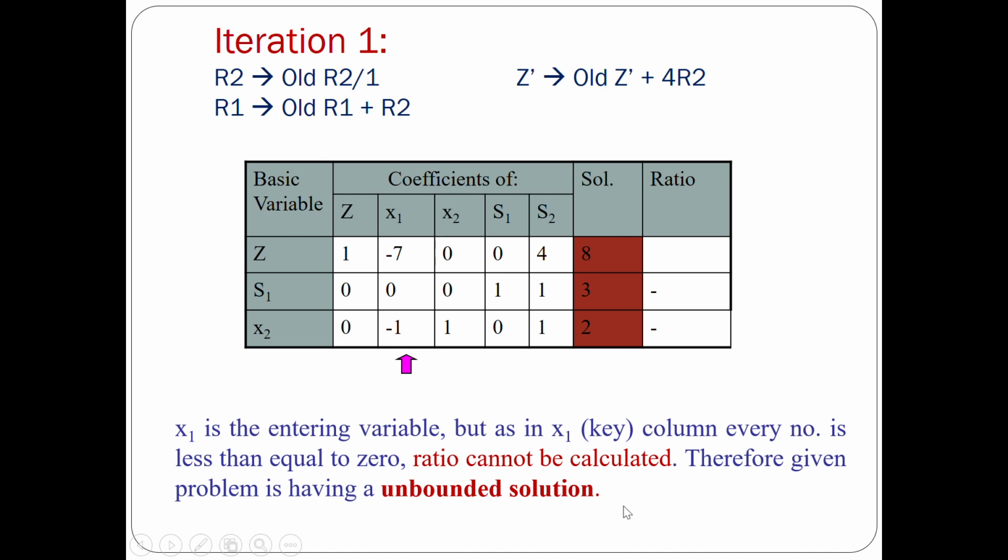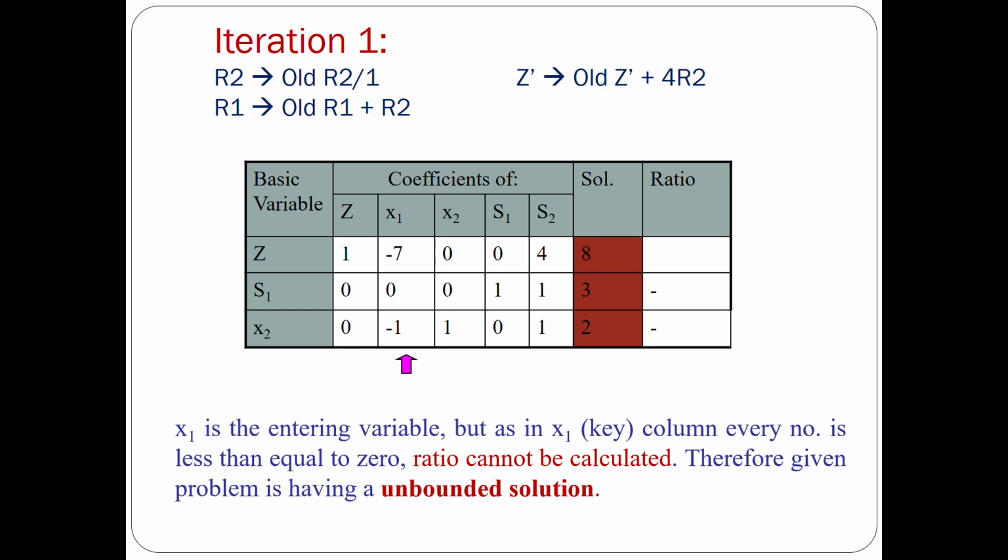This is a special case of LPP. If there is a situation where the ratio cannot be calculated for any of the constraint equations, we can just stop there and write that the particular problem has an unbounded solution. This is the second special case of the simplex method. We'll move on to the next special case.